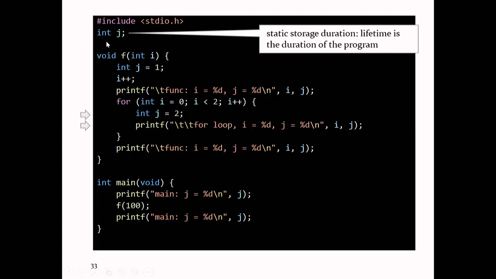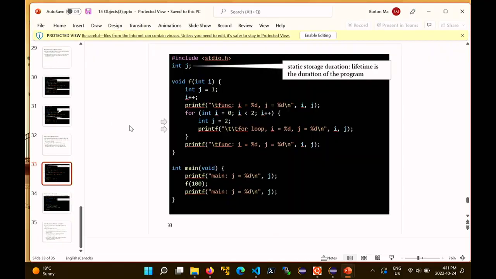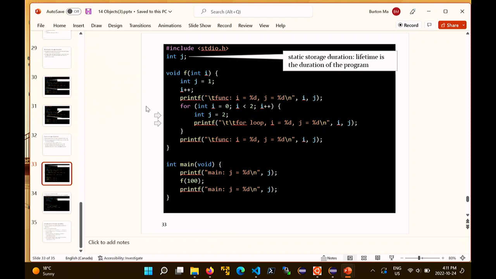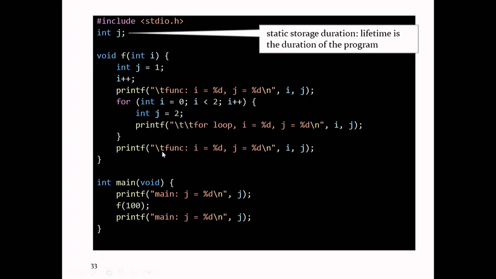So j has static storage duration. Oh, these variables, I lied to you, these arrows are wrong. So that j has static storage duration, so it becomes alive and usable just before you call the main function, and its value gets set to something.